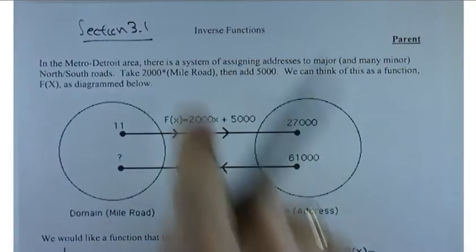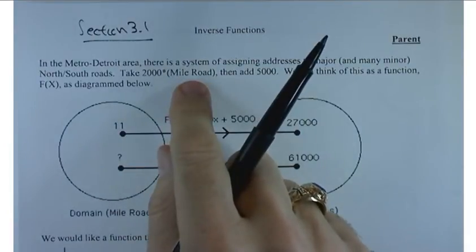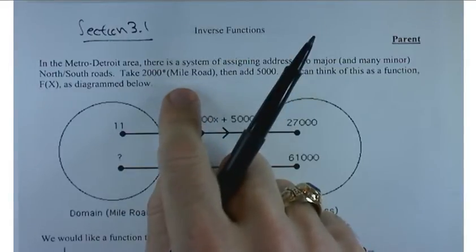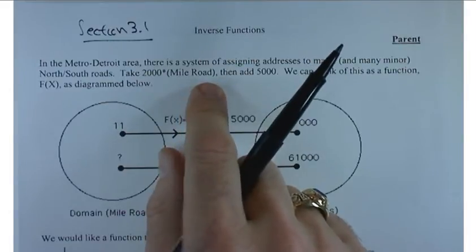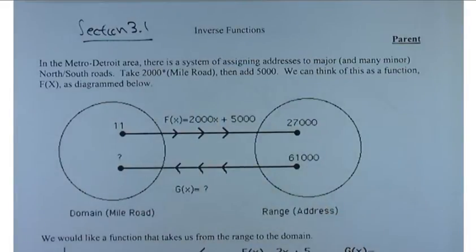Now, in the Detroit area, there's kind of a cool relationship between the mile roads and the street addresses. On your major north-south roads like Telegraph, Mound, DeQuindre, Woodward, if you take 2,000 times the mile road and then add 5,000, that'll give you the street address. So for instance, Lincoln is 10.5 mile road. 10.5 times 2,000 is 21,000, plus 5,000 is 26,000. So the BP gas station on the corner of Lincoln and Woodward has an address right around 26,000.